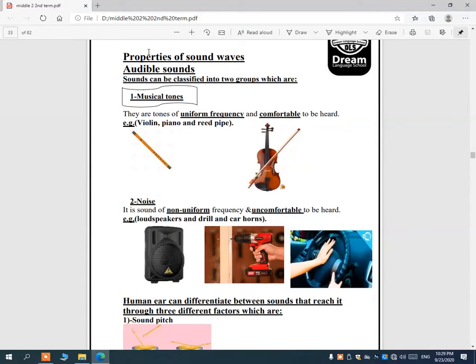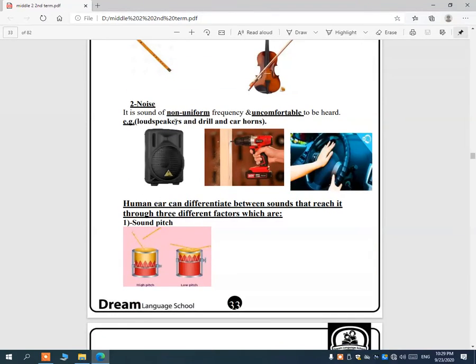Here we have the properties of sound waves. We'll talk about the properties of audible sounds. Audible sounds means the sound that we hear. We have two types of audible sounds: musical tones and noise. Musical tones have uniform frequency, and that's why they are comfortable to be heard, like violin, piano, and reed pipe. But the noise has non-uniform frequency. The frequency is not uniform, that's why it's uncomfortable to be heard, like the loudspeakers and the drill and the car horns.